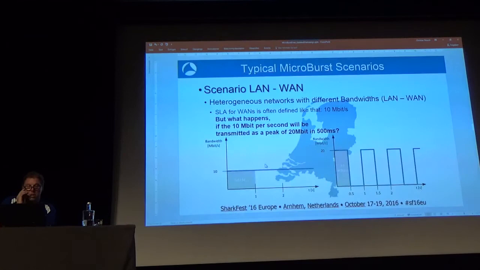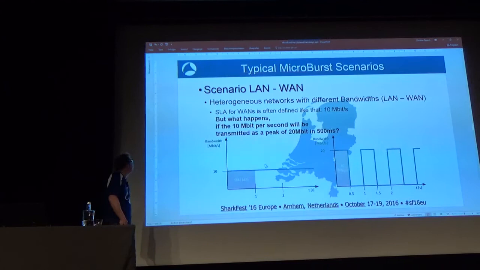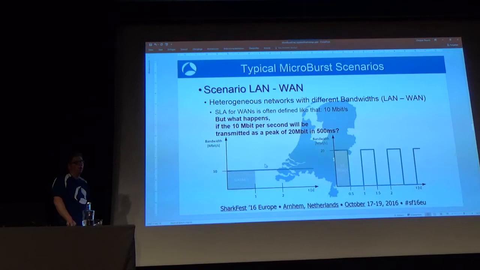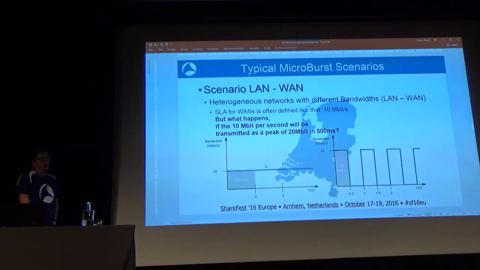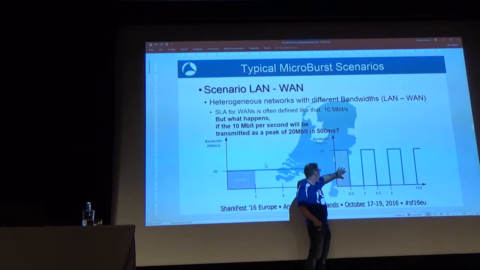So here we have scenario LAN 1. As we have seen, we are integrating networks with different bandwidth. The SLA for one line is often defined as 10 Mbit per second. But what will happen with our SLA if this happens, if we put the 10 Mbits in half a second on the wire?